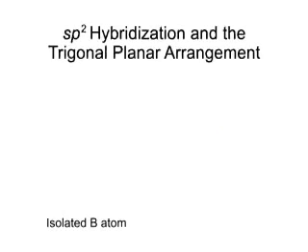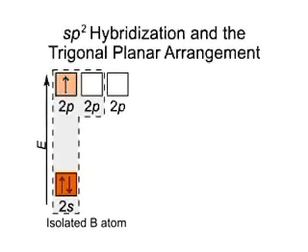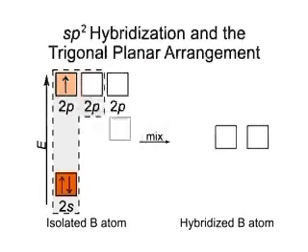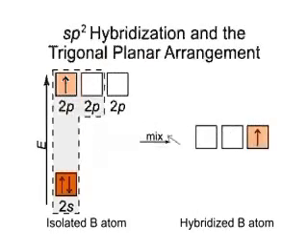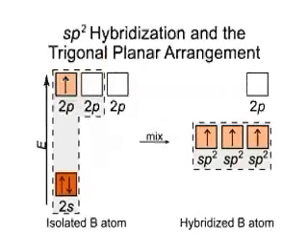To account for molecules with a trigonal planar shape, such as boron trifluoride, the model proposes that the ground state boron atom undergoes sp² hybridization. The filled 2s of the central boron mixes with one half-filled and one empty 2p to become 3 half-filled sp² hybrid orbitals. Boron's third 2p remains empty and unhybridized.